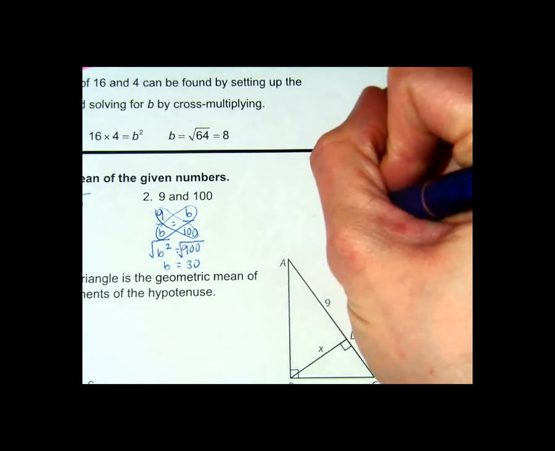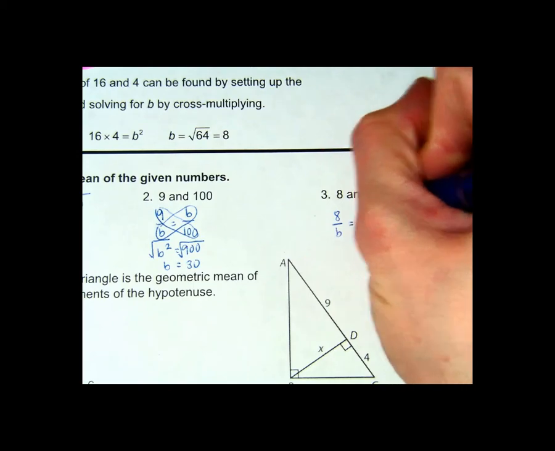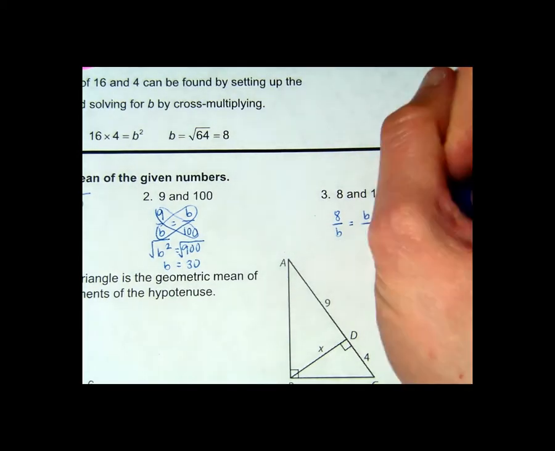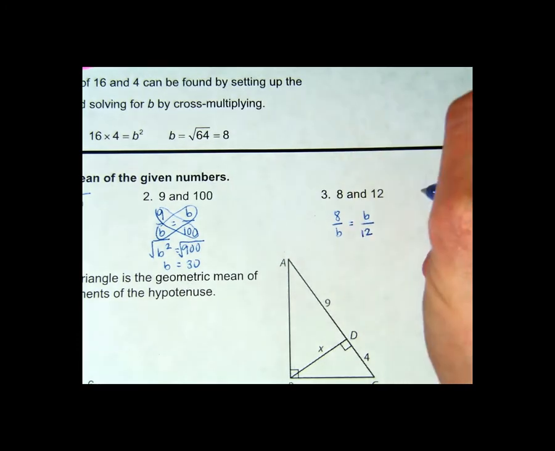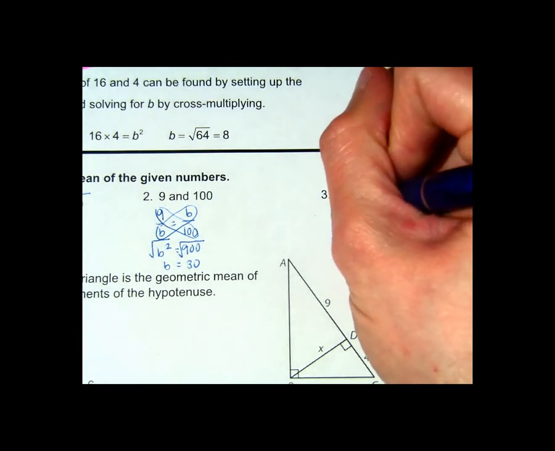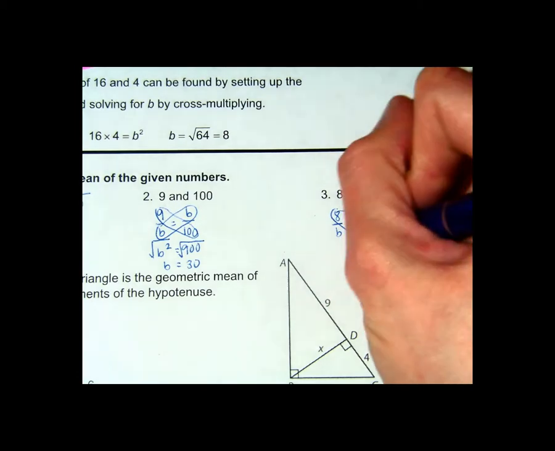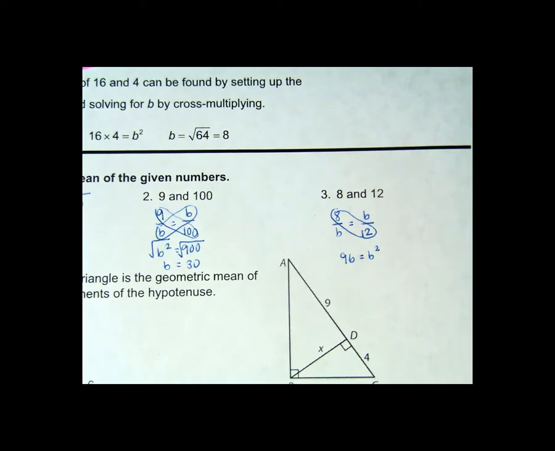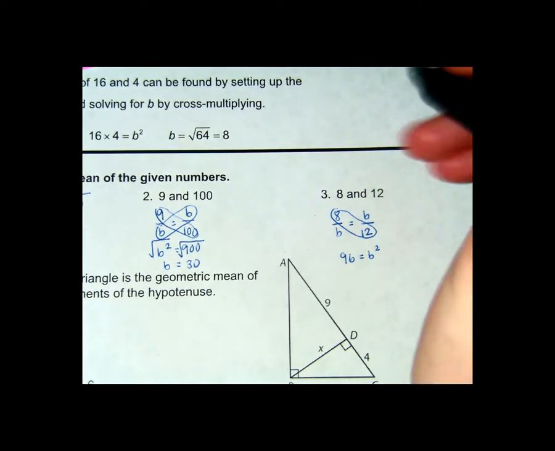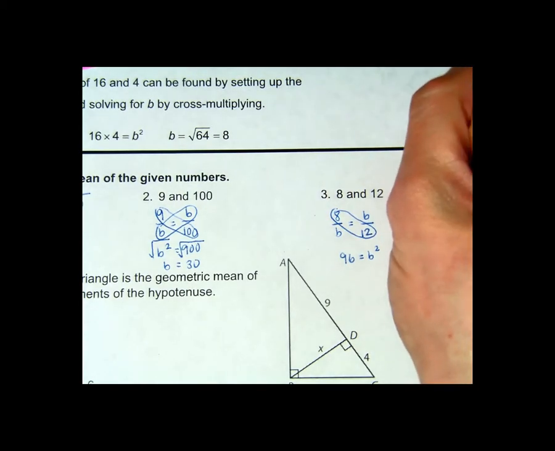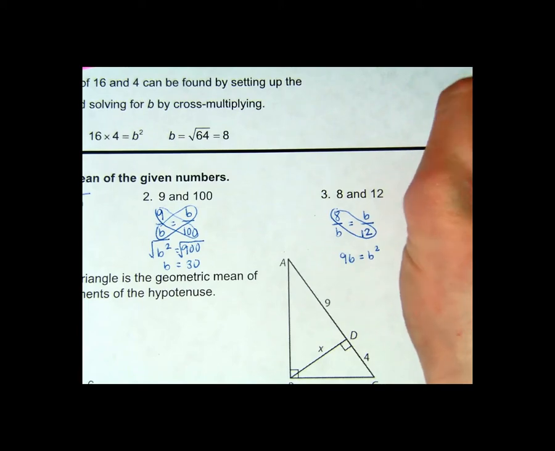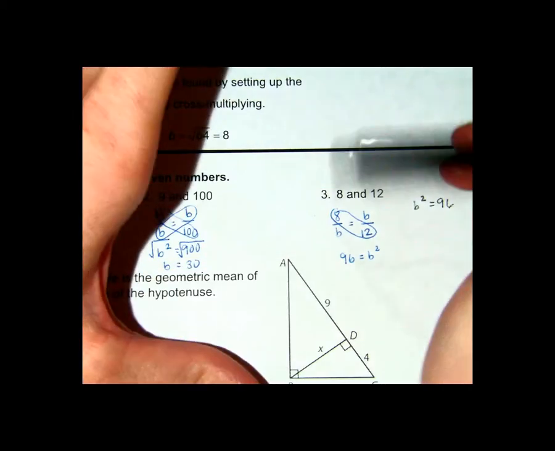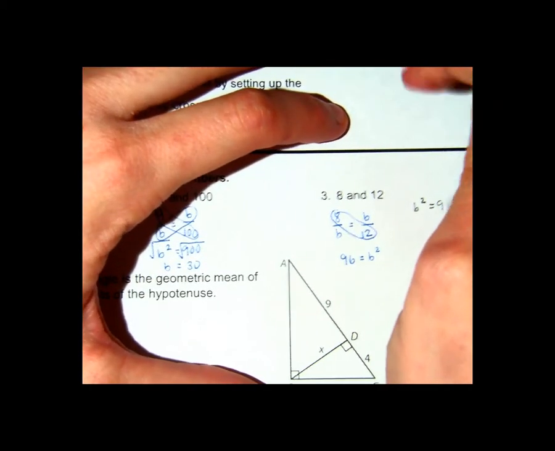The reason I'm making you set it up, though, is because in a minute, it won't always be this way. 8 over b equals b over 12. What is 8 times 12? 96 equals b squared. And I'm going to rewrite it up here because guess what? What's the square root of 96? 9.7 whatever. Don't write that down. We're not doing 9 point anything.